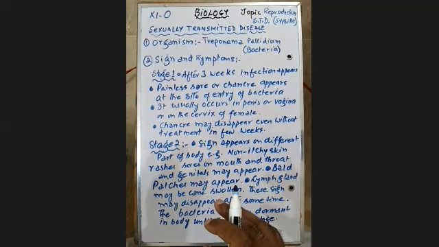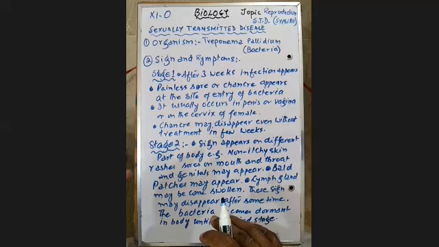Signs and symptoms. I've already explained: signs can be observed or measured. Symptoms can be felt or described by the patient. There is pain, nausea. These are the symptoms. Now, the signs and symptoms of syphilis appear in 3 stages.